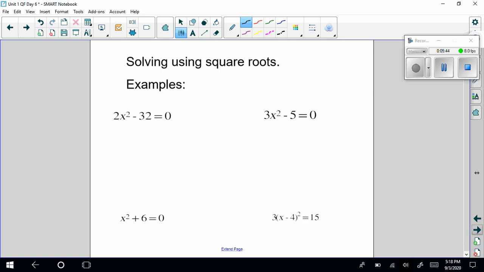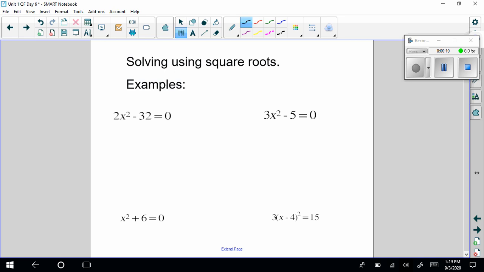All right, so these examples are another method called using square roots. Hopefully you'll see that the b value is missing in these first two examples and this third example, and then this one is given to you in a whole different form. So we'll approach that one a little bit differently.